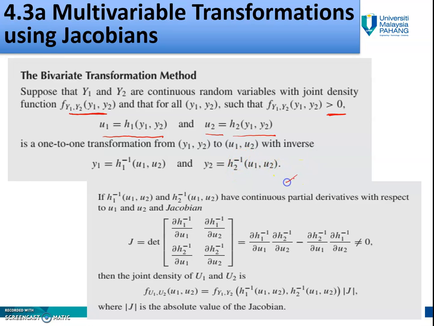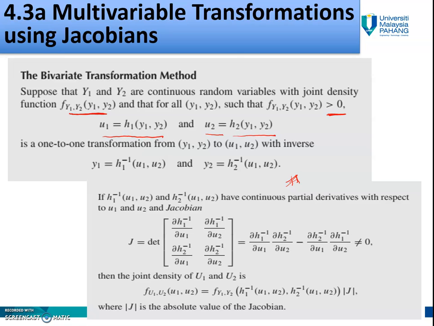If you remember the transformation method in the previous video, you only had one u and one y. But now, instead of one y and one u, you have two u and two y, and it's a one-to-one transformation. So basically the method is similar to the previous one. However, we will use a Jacobian to find the differentiation of the random variables or the function.